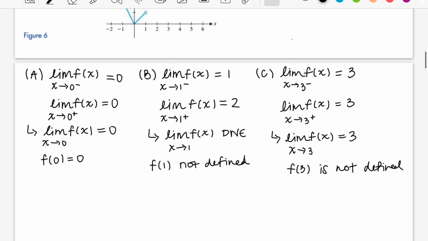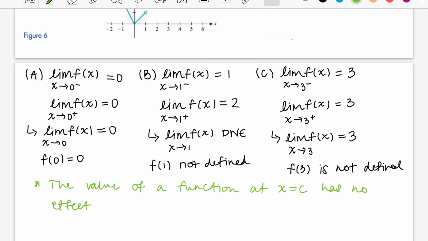And that's fine here. So something to note here is that the value of a function at x is equal to c is going to have no effect on the limit of our function as x approaches c. And I think that was said above in our definition of a limit, but I just wanted to reiterate that.